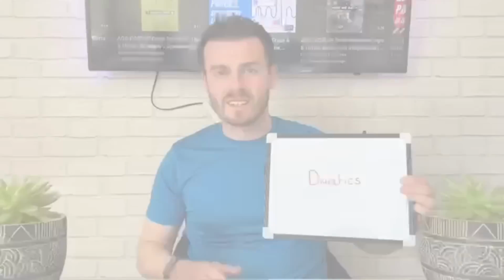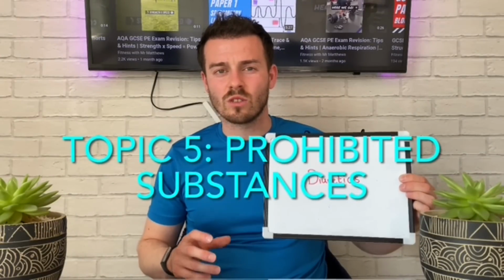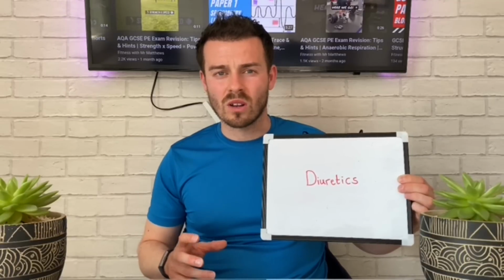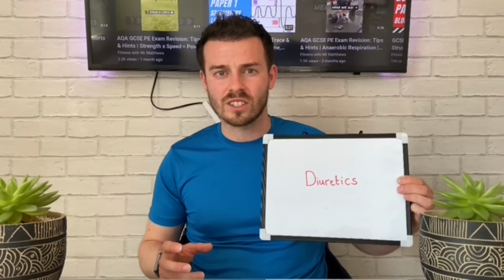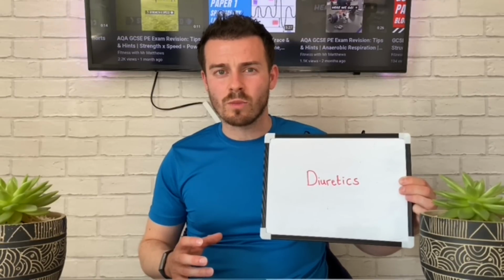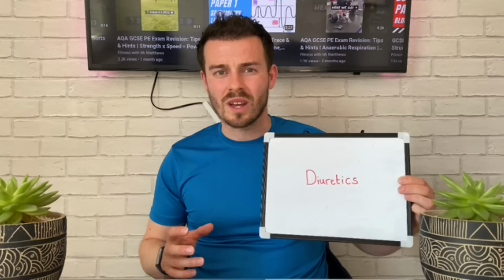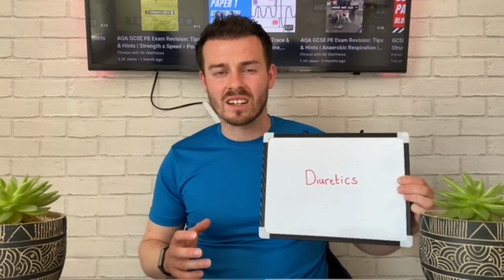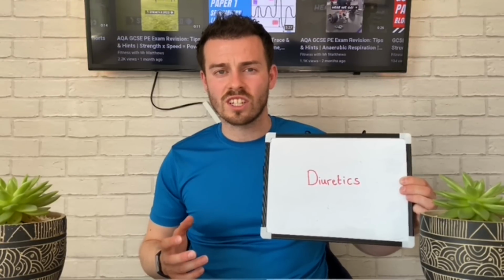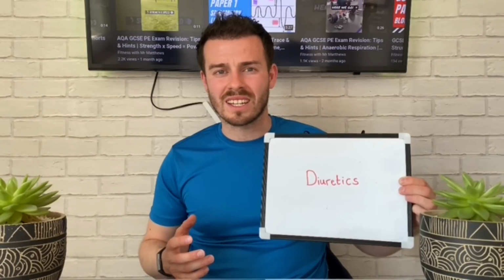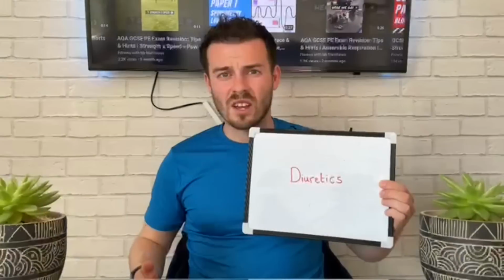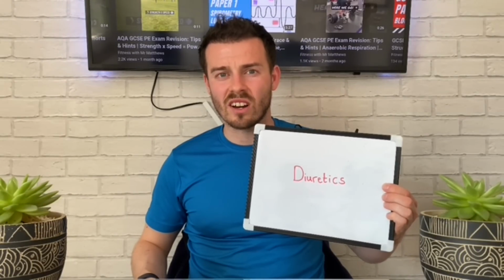Prohibited substances, diuretics. Diuretics are used to remove excess water from the body, and they are also useful because they mask other drugs, so they hide other substances that might be in the bloodstream. They are usually used by boxers, so boxers that want to get into a lighter weight category, and they are also used by jockeys. Jockeys obviously want to be as light as they possibly can to make it easier for their horses to travel quickly during a race. Diuretics can cause cramp and dehydration.